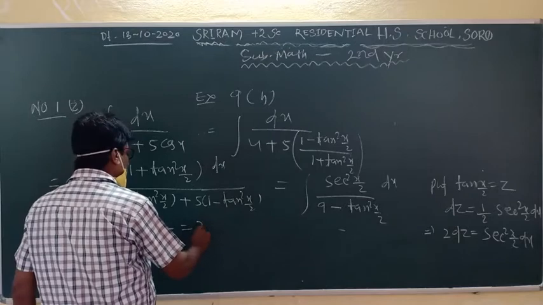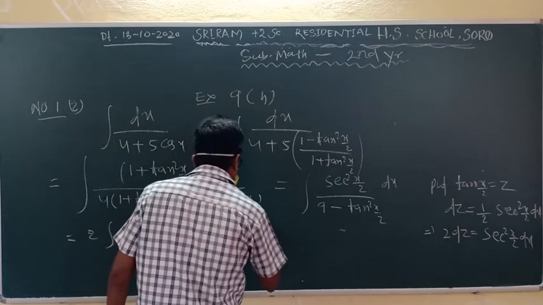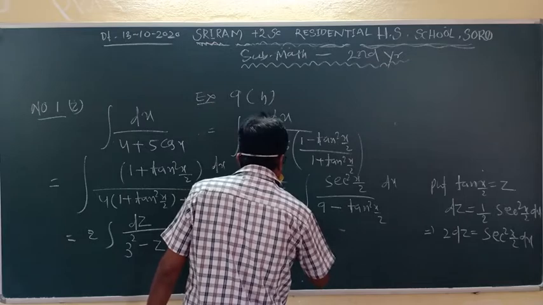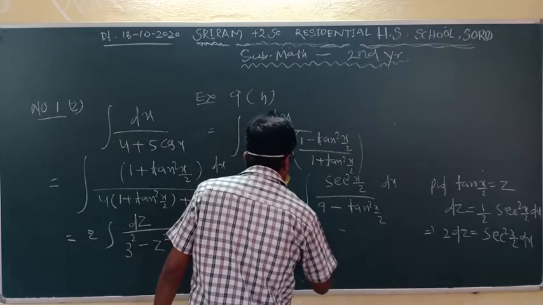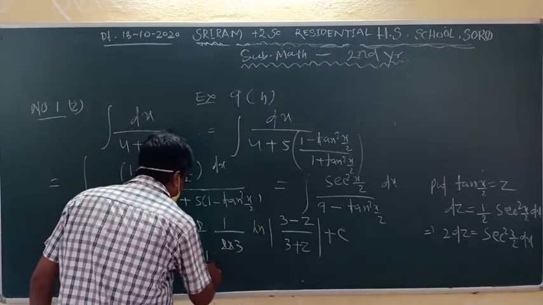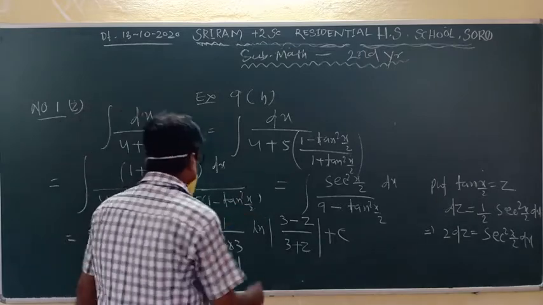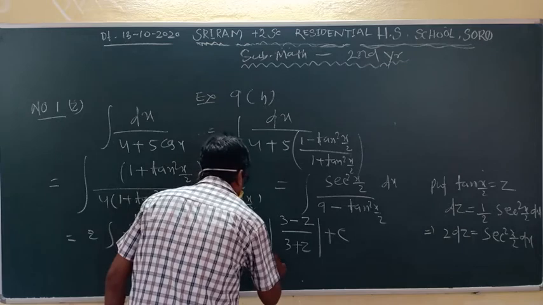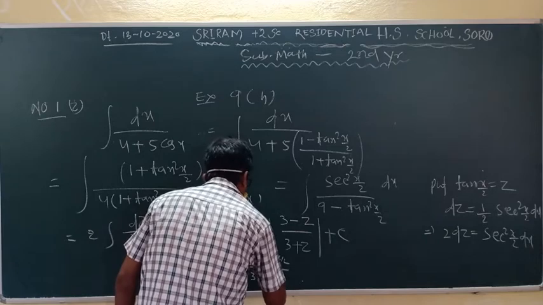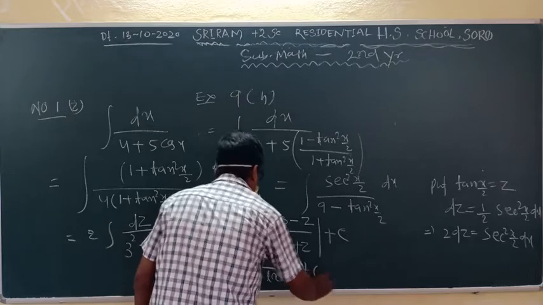So that is 2 into 1 by 2a. 2 into a means 3. Ln of 3 minus z divided by 3 plus z plus c. 2 cancel. That is 1 by 3 ln of, the value of z is tan x by 2, 3 minus tan x by 2 divided by 3 plus tan x by 2, plus c. That is the answer.